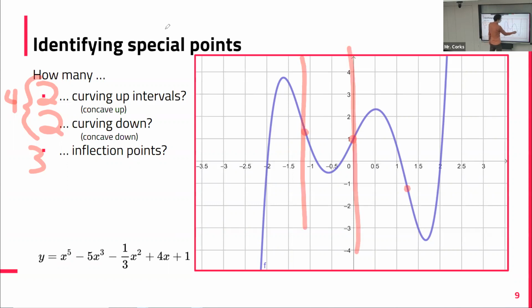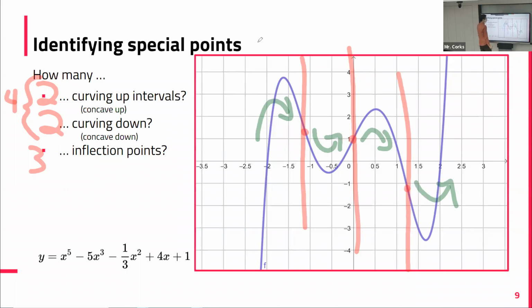So we draw our lines, split up the function like this, and then we can see we have this curving down, then up, then down, then up like this. So the basic shape, again, a curving down kind of looks like a negative x squared graph, and a curving up looks like a positive x squared graph. So we can just see that shape repeating, just flipped upside down like this.